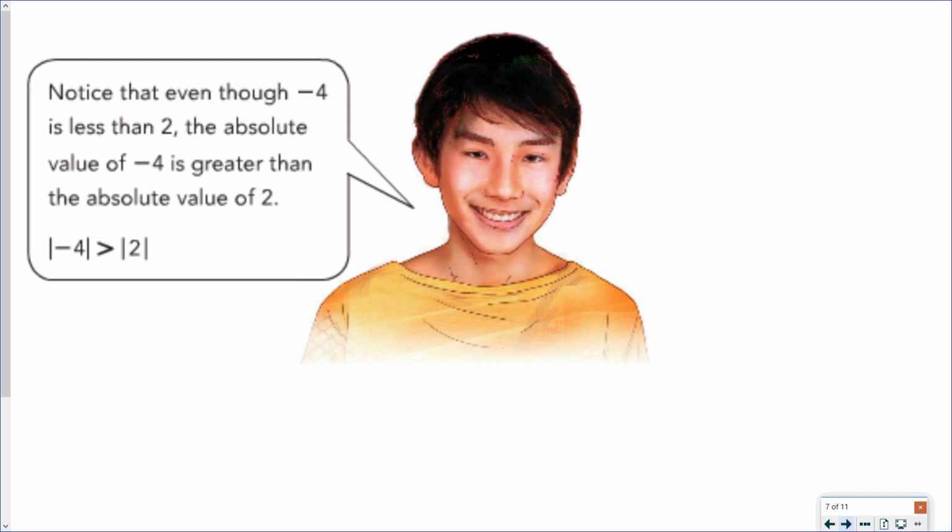When using an inequality to compare absolute values, it's important to take the absolute value first before comparing. So the absolute value of -4 is 4. The absolute value of 2 is 2, and since 4 is greater than 2, the absolute value of -4 would be greater than the absolute value of 2. So make sure you're taking those absolute values first before comparing.